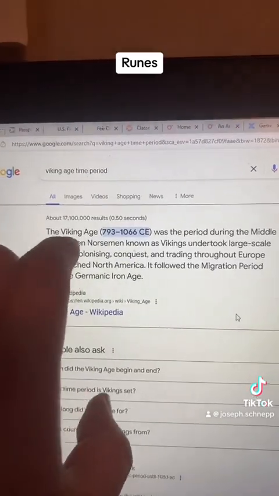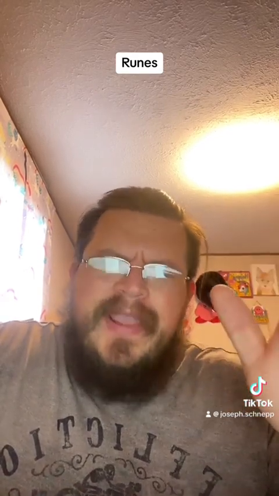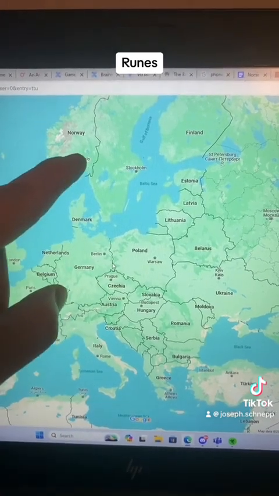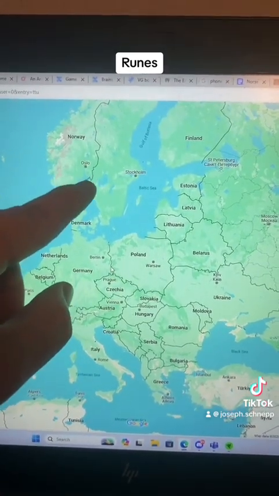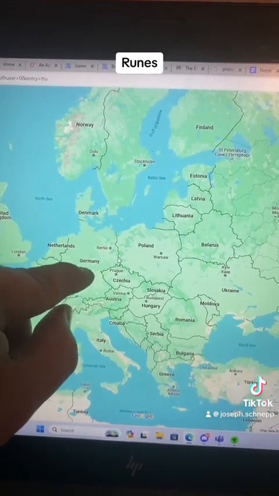Because, as they say, the Viking Age was 793 to 1066. But the funny thing is, the more you read about it, it's more of when they started raiding. Vikings have existed long before then, apparently. So I've tracked them from Norway and Sweden, going down to Denmark, and then to Germany as the main origin.